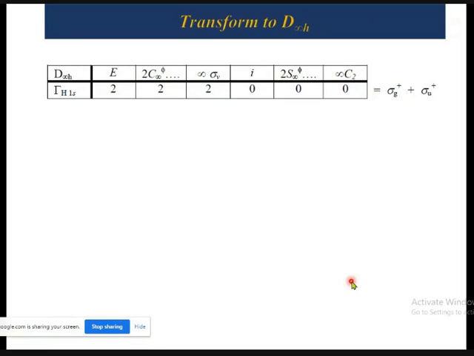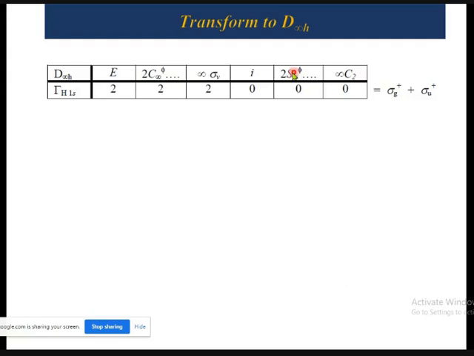Now we are talking about BeH2, beryllium hydride, right? And in that case, the point group is D infinity h. So what we will do now, we will transform the D2h into the form of D infinity h. If you remember, in D2h we found the SALC equations for A1g and B1u. Now, if you solve it, it will come with respect to sigma g plus and sigma u plus.